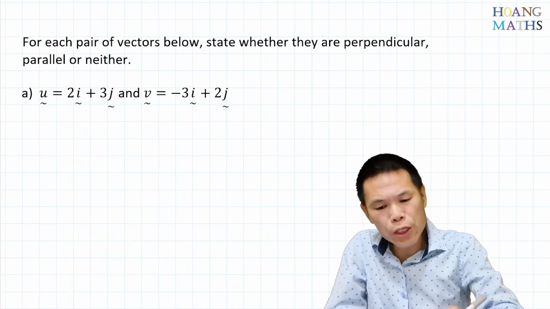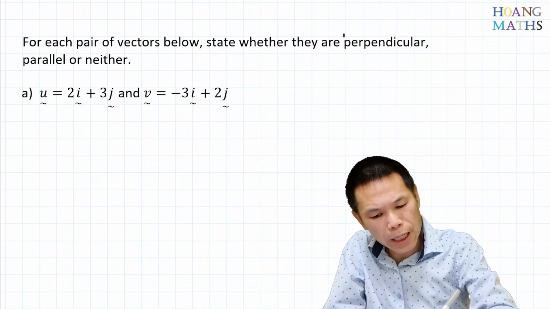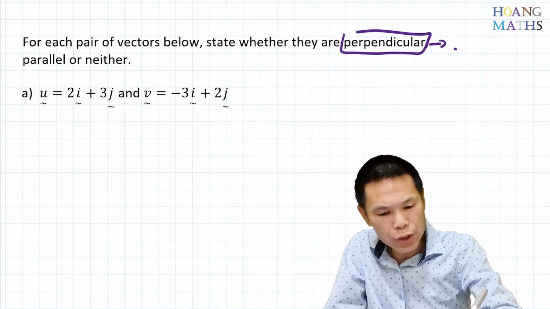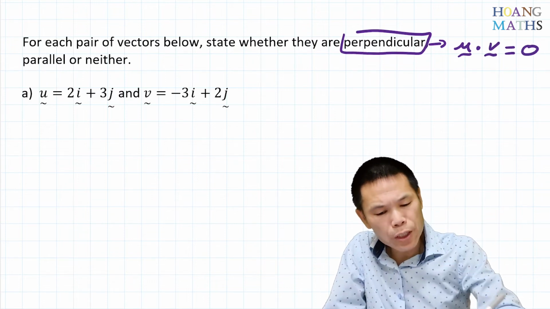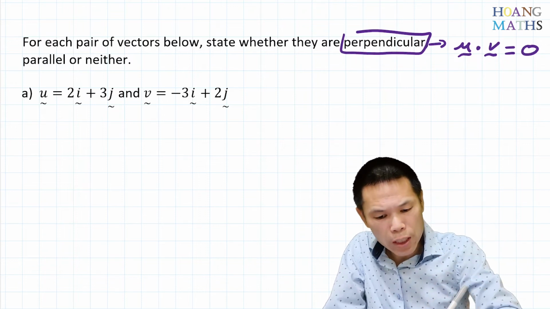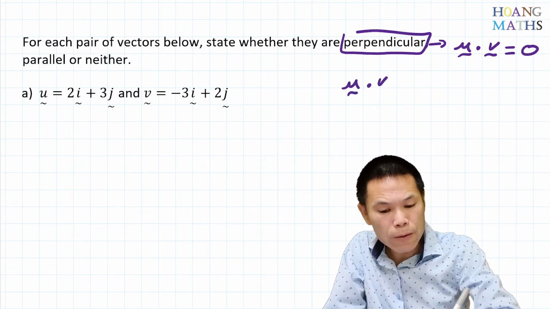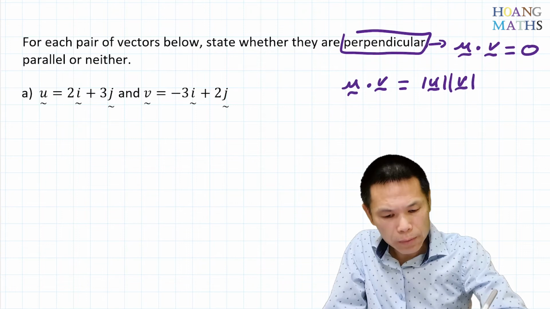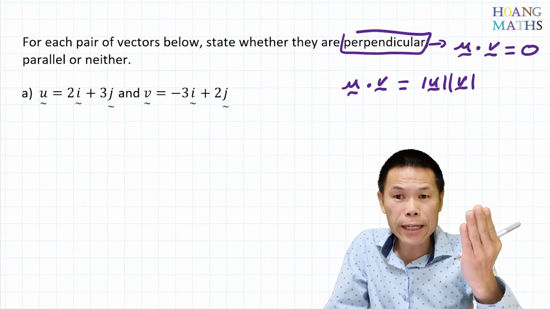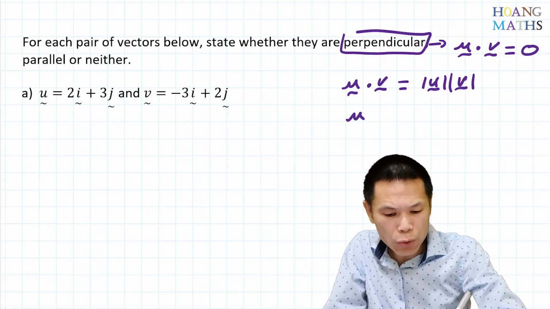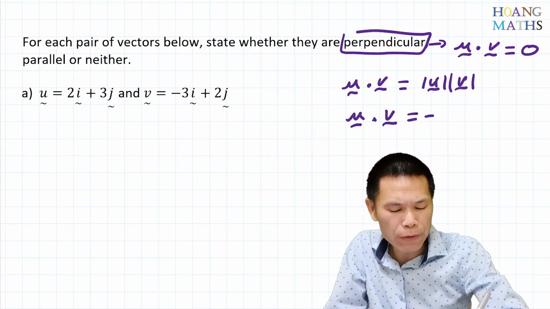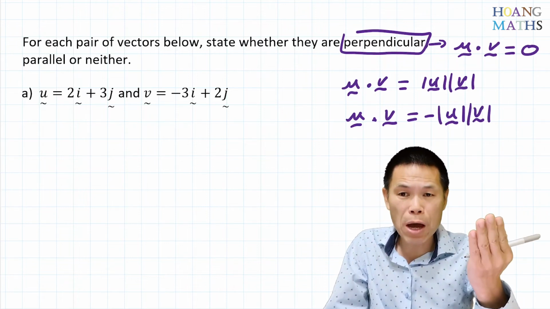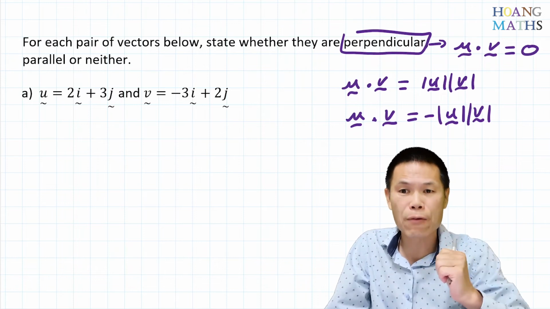So first of all, we need to know that if they are perpendicular to each other, this means that U dot V must be equal to 0. Now, if not, then it might be parallel. If they are parallel, this means that U dot V must be equal to magnitude of U times magnitude of V. This means both vectors are parallel and same directions. Otherwise, U dot V must equal negative of magnitude of U times magnitude of V. So that both are parallel in opposite directions, or unlike direction, if you like.